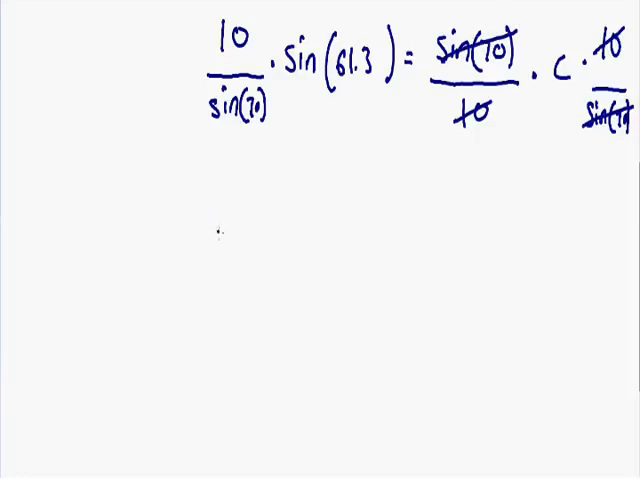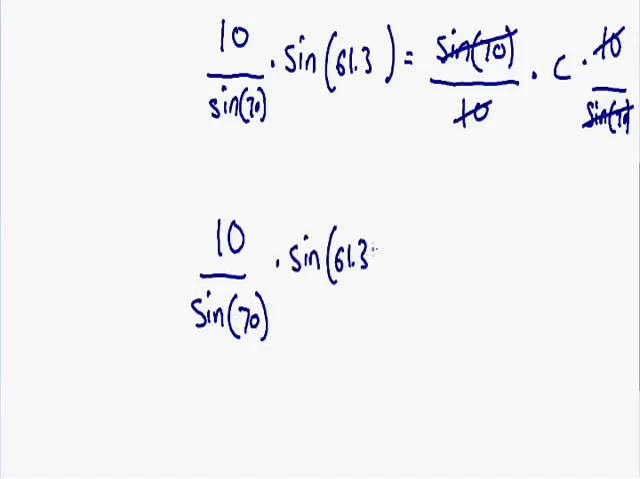And on the left hand side we're left with 10 divided by the sine of 70, all multiplied by the sine of 61.3, and that is equal to the right hand side, and the only thing we have left is C on the right hand side. Alright, so now in order to solve for C, we just need to plug the left hand side into the calculator.